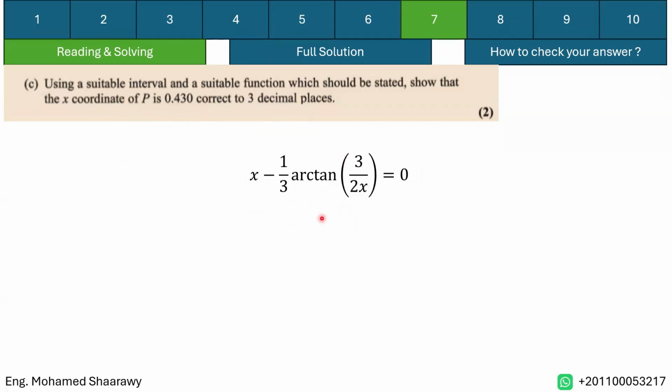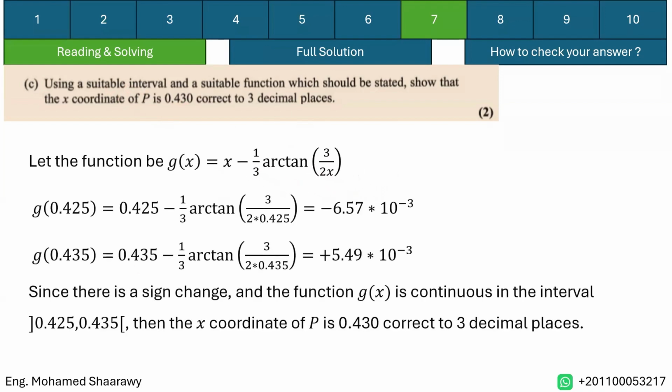So if I tried to solve this and this brought me 0, this actually means that this x is equal to 0.430. So in order to write a suitable interval here, I need to find the upper and lower bounds of 0.43 and substitute them here. If there was a sign change, then I can trust in this solution. So let me try substituting. Let's call this g of x as x minus 1 over 3 arctan 3 over 2x.